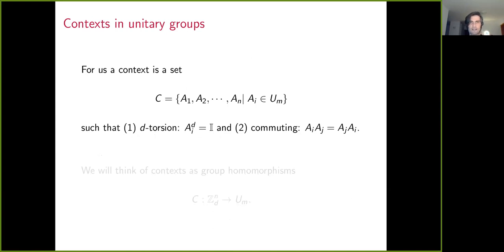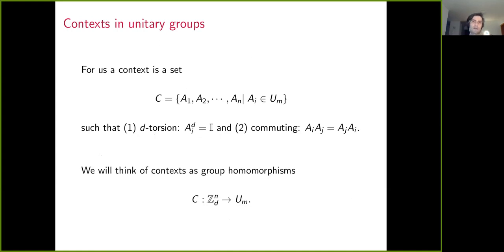Okay, so what are the contexts in this talk? To be compatible with the setup, it makes sense to consider a context as a collection of unitary matrices which are d-torsion, meaning that the d-th power of the operators is the identity, and they pairwise commute. These are the first two conditions that also appear in the definition of a linear constraint system.